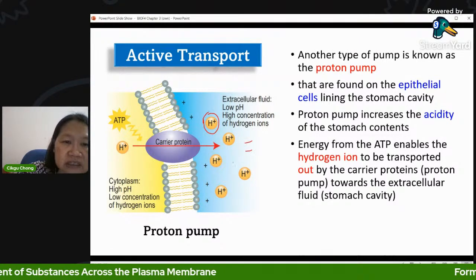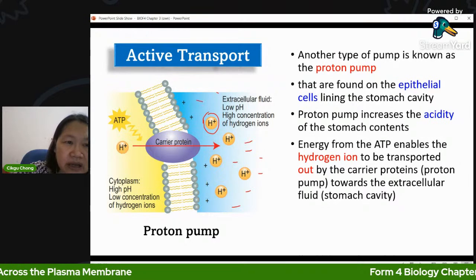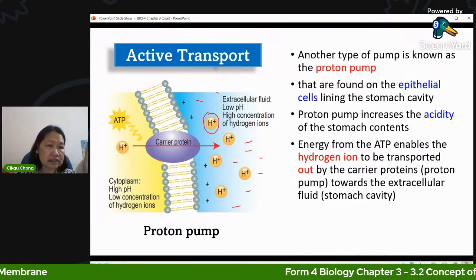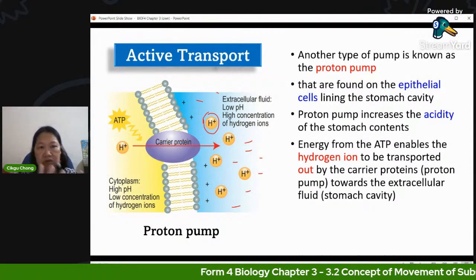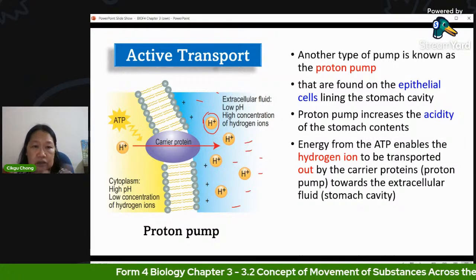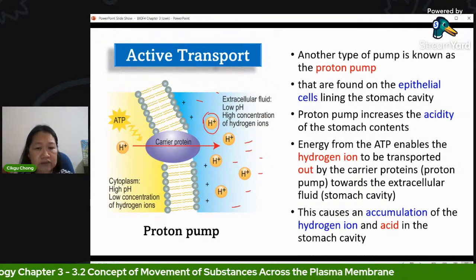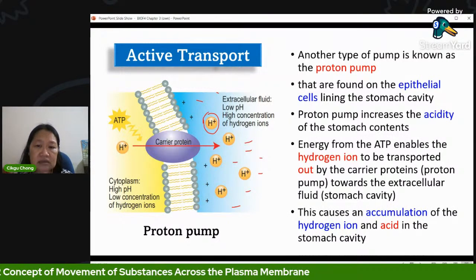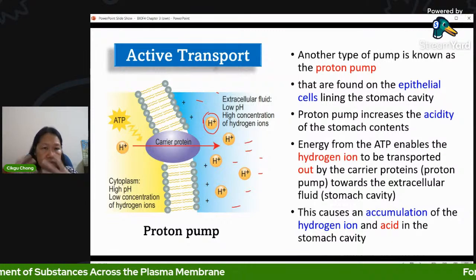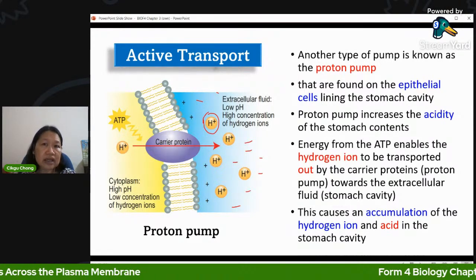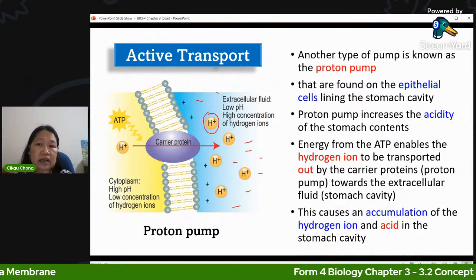All your stomach juices are here, and this is the cell that is on the stomach wall. So it pushes out the acid. This causes an accumulation of the hydrogen ion and acid in the stomach cavity. So the stomach cavity becomes more and more acidic, and that's why you have the hydrochloric acid there.